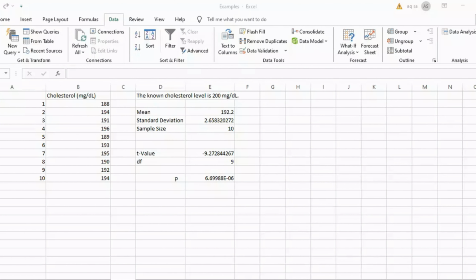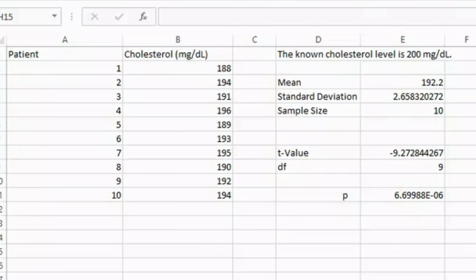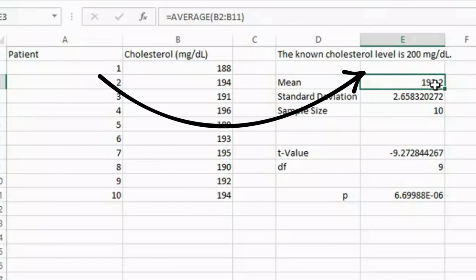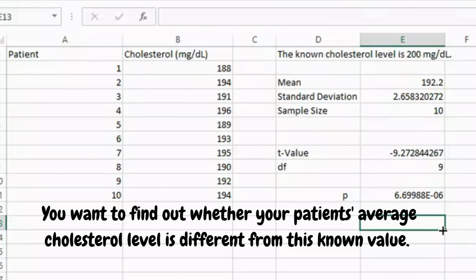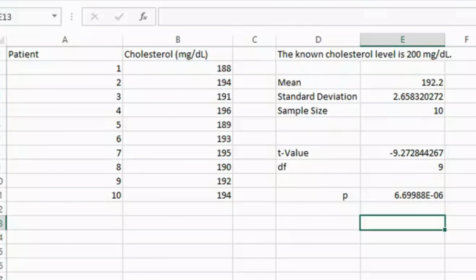For example, your research measures the average cholesterol level of patients in one hospital. National health guidelines state that the normal average cholesterol level is 200 mg per deciliter. You want to find out whether your patients' average cholesterol level is different from this known value. In this case, you would use a one-sample t-test.